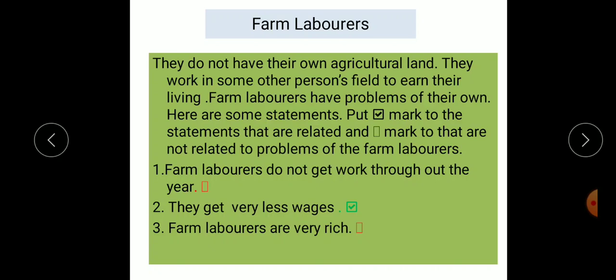Here some statements are given. Which are correct, you put a right mark, and which are wrong, you put a wrong mark. Now the first one: farm laborers do not get work throughout the year. That is true. They get very less wages. Yes, that is true. Farm laborers are very rich? No. Farm laborers are very poor. So that statement is wrong.